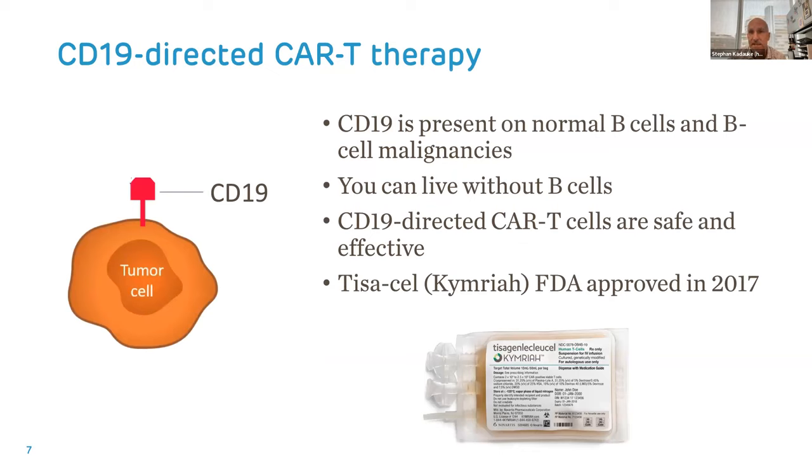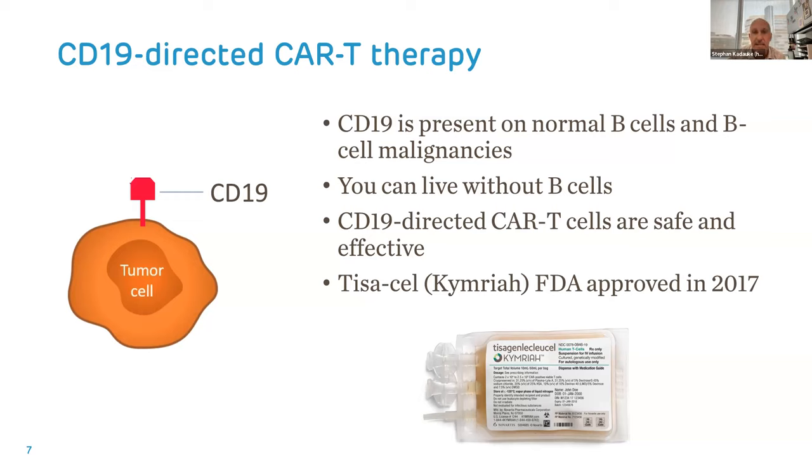CD19 is a compelling answer, and here's why. So what's CD19? CD19 is a protein expressed on all normal B cells throughout their development until they differentiate into the plasma cells that make antibodies. This is a function of the B cells: they make antibodies. So the CD19 protein is restricted to B cells.